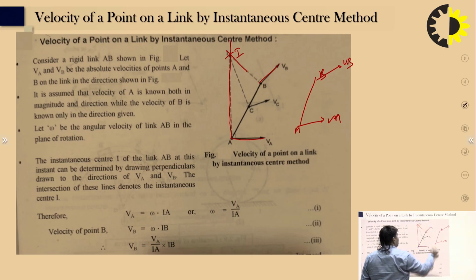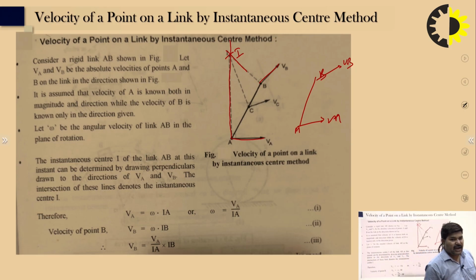This point I is called the instantaneous center. Therefore, the velocity of point A is V equal to R into omega, that is, omega into IA, and VB equals omega into IB. So we find out the velocity of point B.